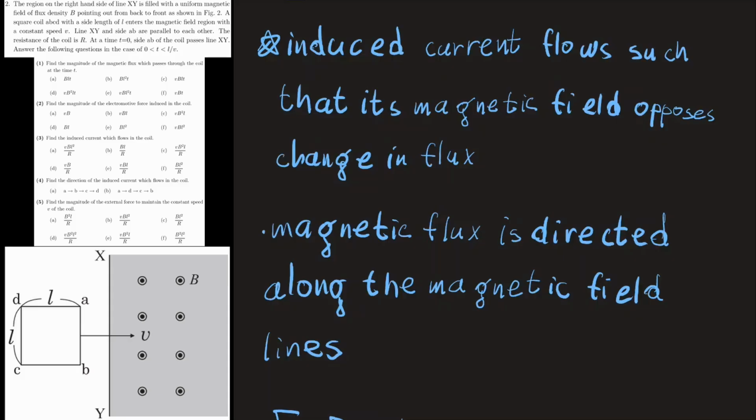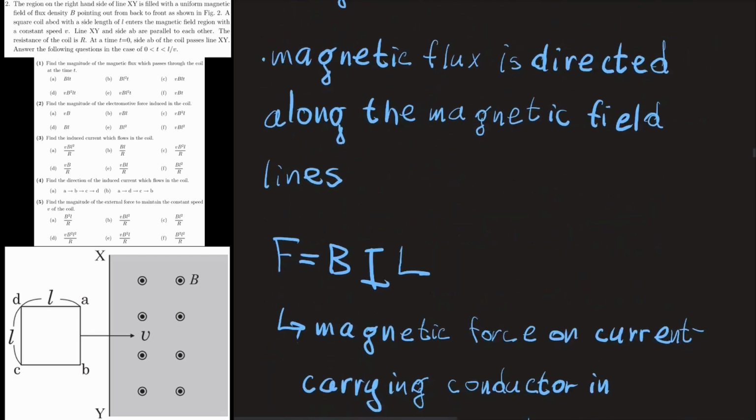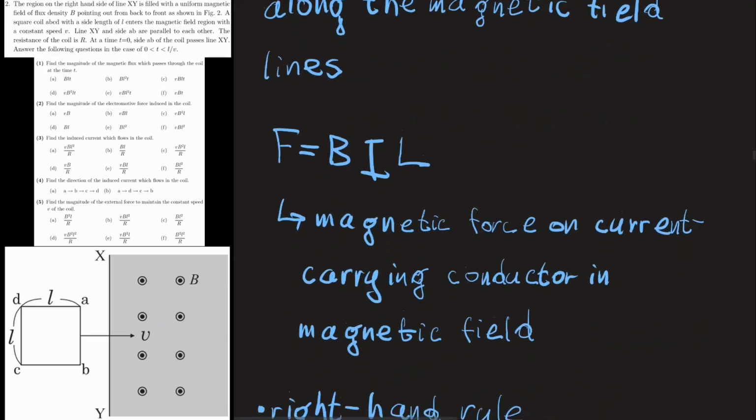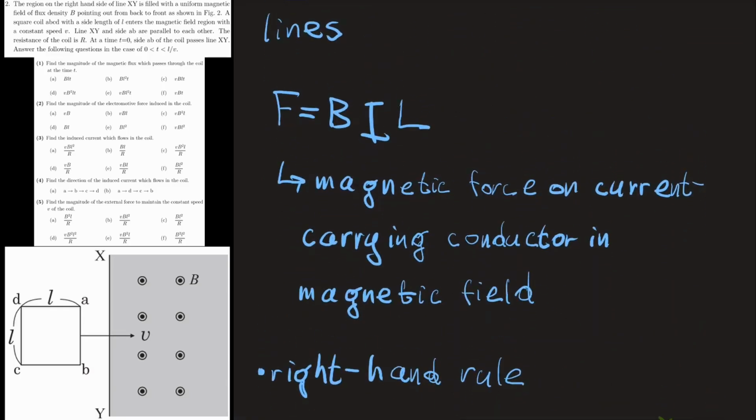In the question, it tells us the magnetic field is pointing out from the back of the page to the front. And so if you know this, you can find the direction of the current using the right-hand rule, which tells you what direction an induced field is pointing based on the direction of the current. Finally, you need to know this equation, you need to know the right-hand rule, which I just mentioned. You need to know this equation right here, which is the magnetic force on a current carrying conductor, in our case, the square coil, in a magnetic field.